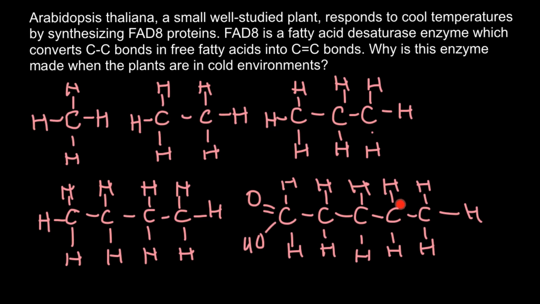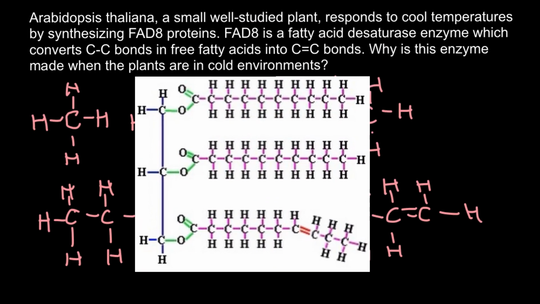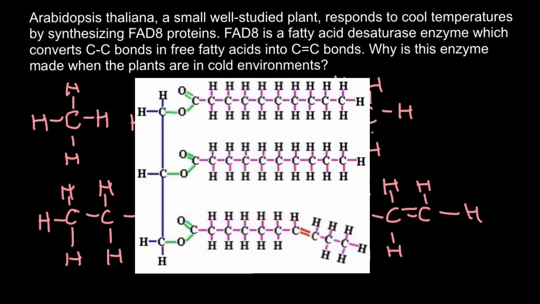When we see that all the carbons have single bonds, we call such a fatty acid a saturated fatty acid. But if we see a double bond between 2 carbons, we call this unsaturated. So what basically the FAD8 enzyme makes, it is a desaturase enzyme. So when it removes 1 hydrogen atom, at the same time it creates a double bond between 2 adjacent carbon atoms.